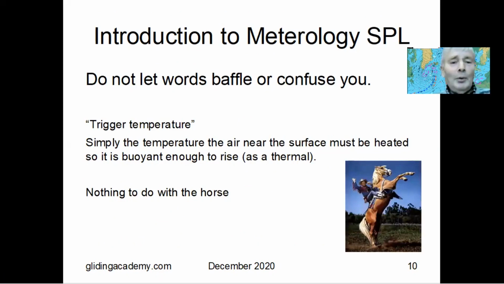Trigger in my day was the name of Roy Rogers' horse, and it's got nothing to do with Roy Rogers' horse either. The trigger temperature is simply the temperature that an air mass at the surface has to be heated to so that it becomes sufficiently buoyant to rise as a thermal, and that's it. That in itself can be a bit of a variable feast. However, for the purposes of our question, you've been given a value of 24 degrees.